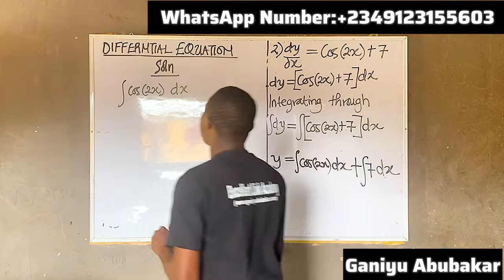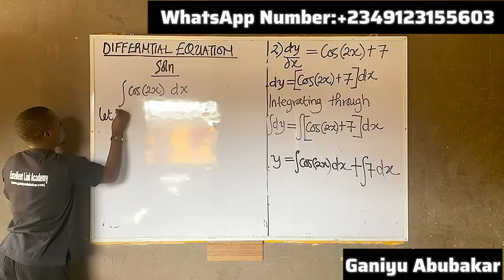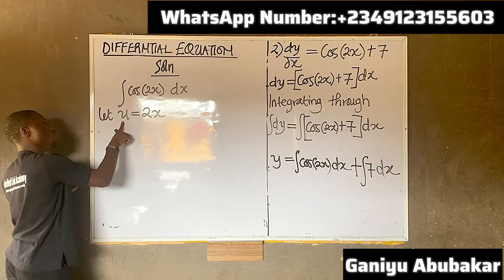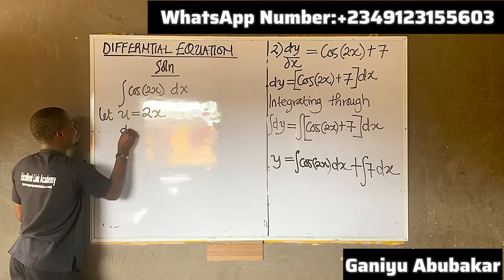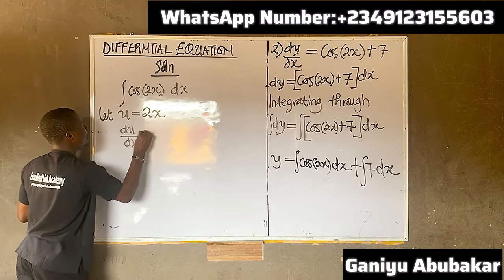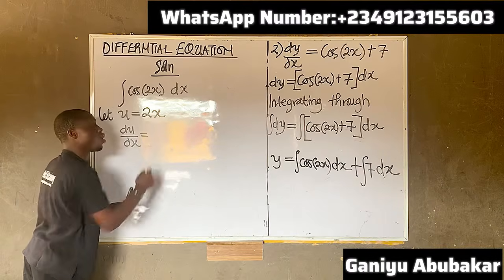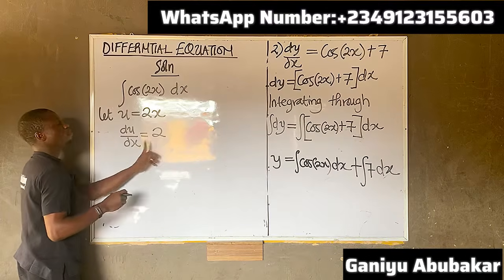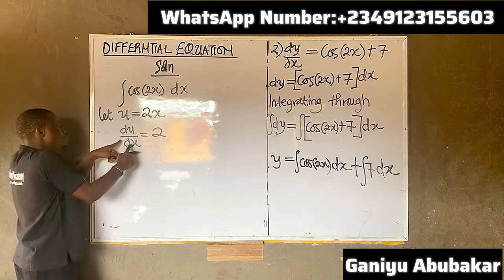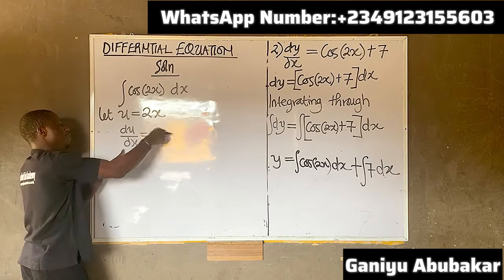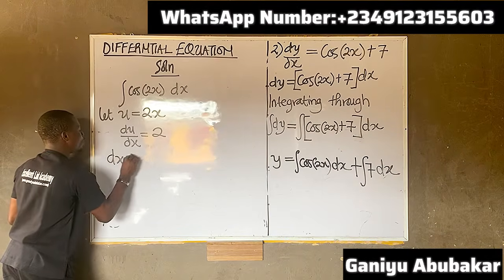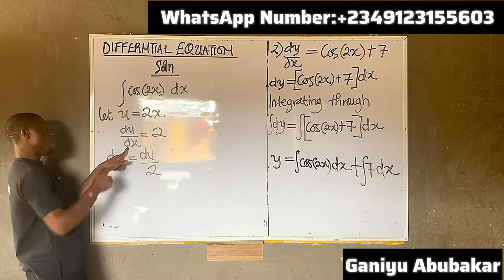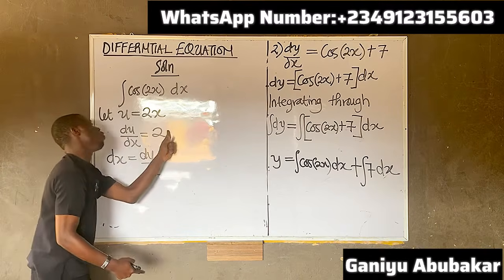Now listen, your first task is to let u be equal to what there? 2x. Differentiate u with respect to x. I'll have du over dx being equal to, if I differentiate 2x, 2 as my answer. That's differentiation. From here, make dx the subject. Just swap positions, and dx is equal to du over 2. This is the dx that will now come here.